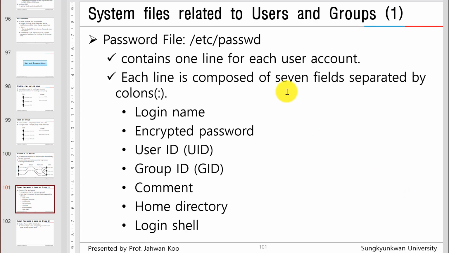There are system files related to users and groups. First one is password file /etc/passwd. It contains one line for each user account. Each line is composed of 7 fields separated by colons: login name, encrypted password, UID, GID, comment, home directory, and login shell.